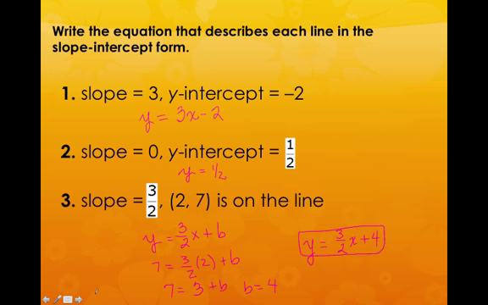There's an online quiz, has some quick questions, and tomorrow we will continue practicing with slope-intercept form.